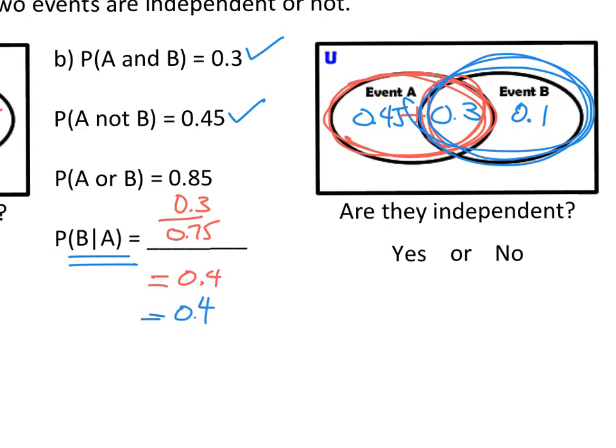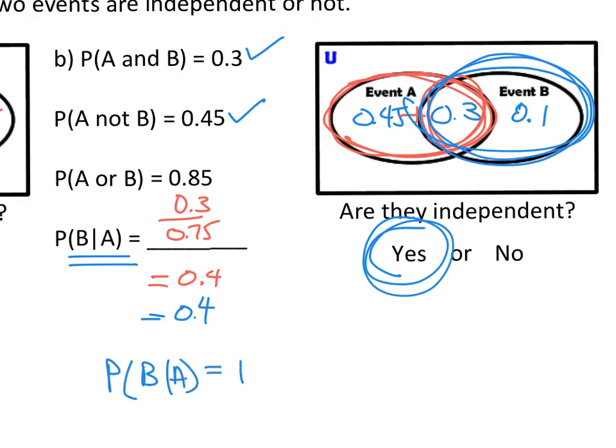So that verifies that yes, this has to be an independent situation because the probability of B given that A happened is the same as the probability of just plain B, meaning that it doesn't matter if A happened, meaning that these events are independent.